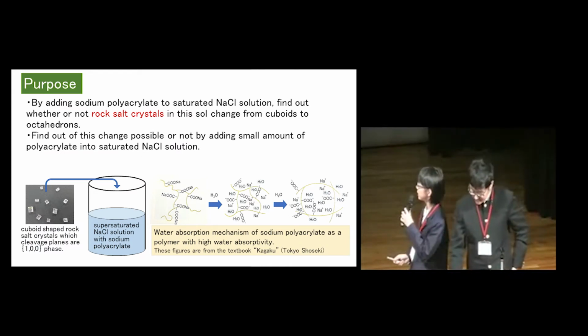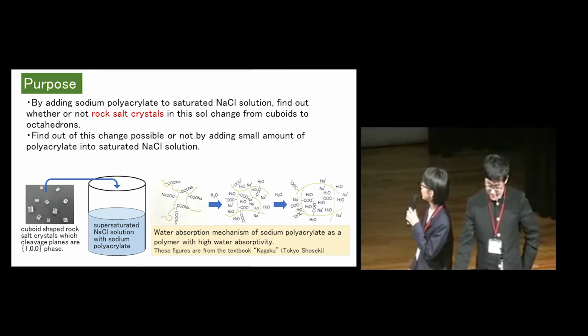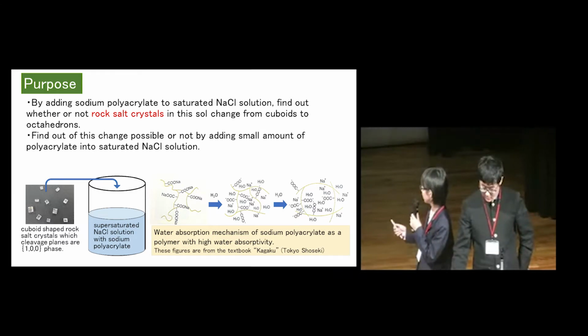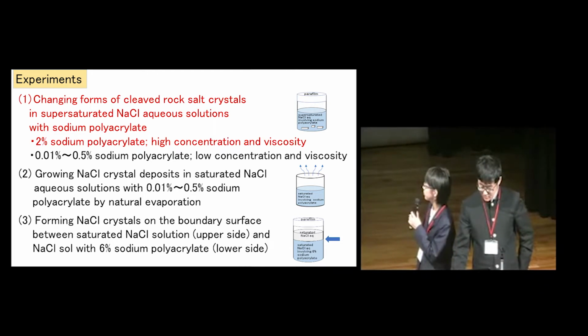These are the purposes of our experiments. In saturated NaCl solution with sodium polyacrylate, we wanted to find out whether rock salt crystals change from cuboids to octahedrons or not. Also, by adding a small amount of polyacrylate into saturated NaCl solution, we wanted to find out if this change is possible or not. To check our theory, we did 3 experiments.